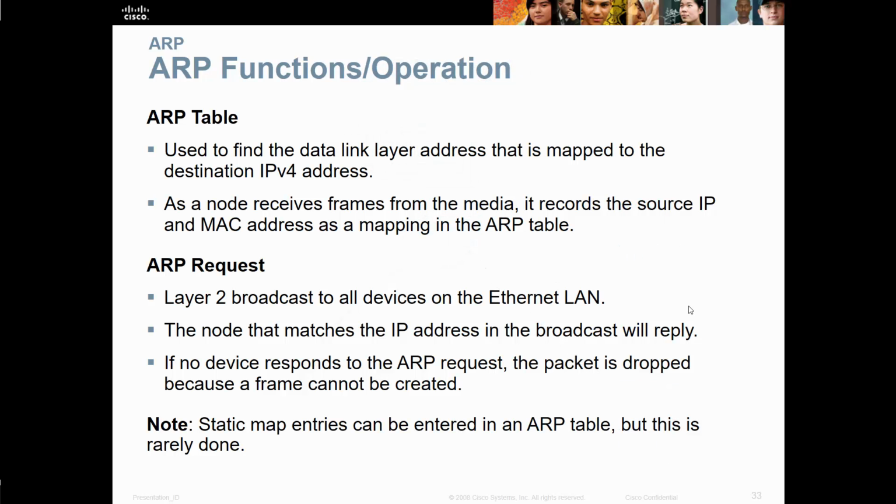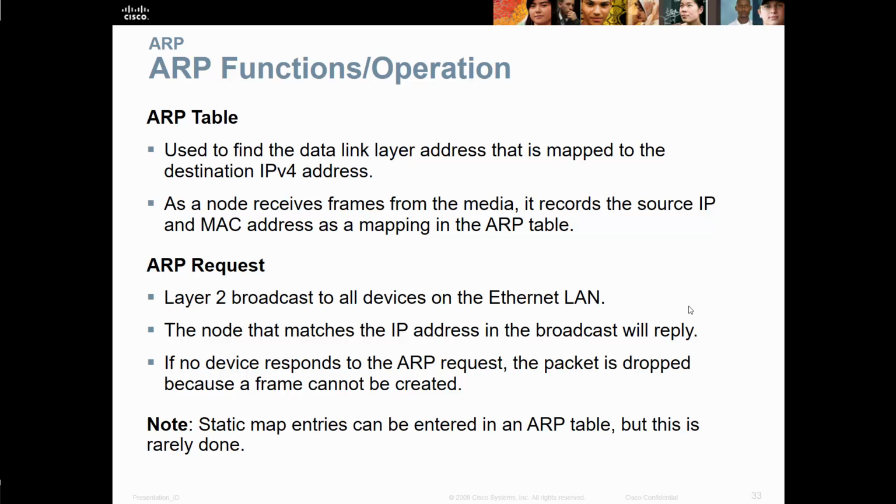So the ARP table is a lookup table used to find the data link layer addresses that are mapped to a destination IPv4 address. It also works as the node receives frames from the media. It should record the source IP and MAC addresses, thus allowing for a mapping.